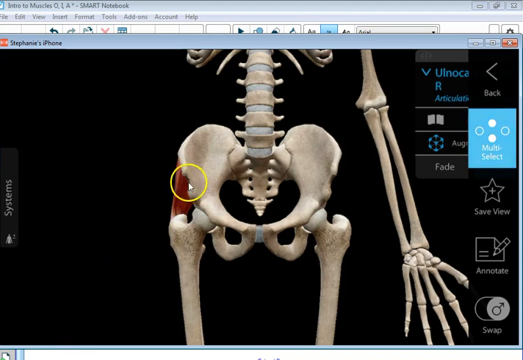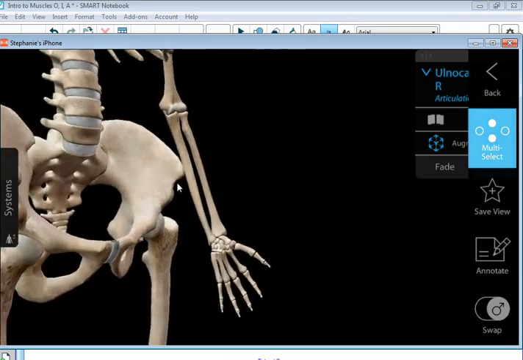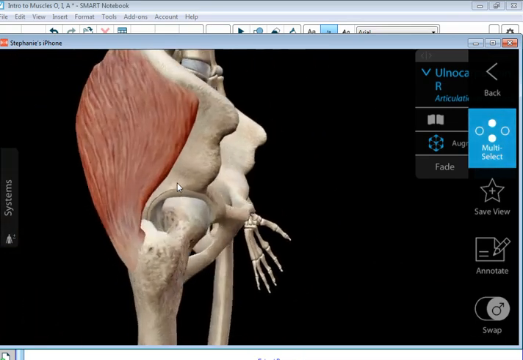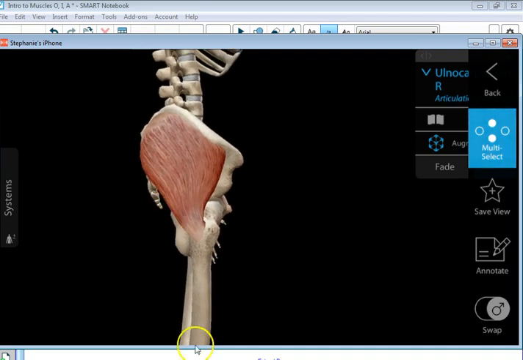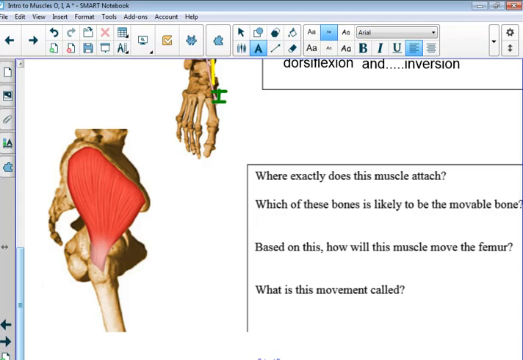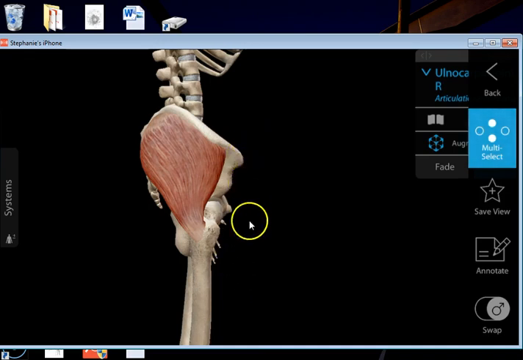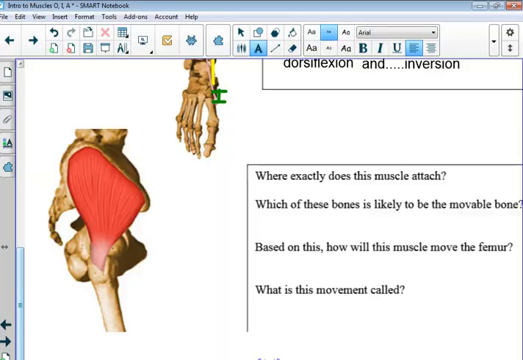Okay, so here's the same muscle, example number 3, from a little bit different perspective. Here's an anterior view of our skeleton. We see our muscles right over here. So as I rotate this to show you the same example that you have on your page, now you can compare that to your worksheet and see that's pretty close. Okay, so this is the anterior side of the pelvis, posterior side, obviously superior, inferior. So the questions are, where exactly did this muscle attach? Which of these bones is likely to be a movable bone? And based on this, how will the femur move? Haha, there's an answer already.